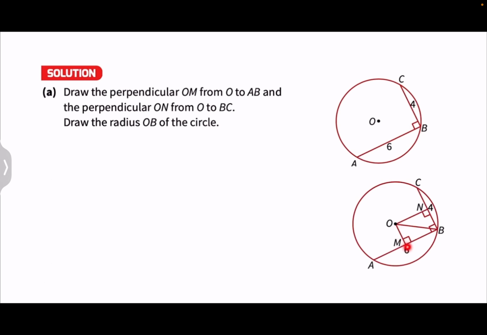OM will be the distance we need to find, which is perpendicular to the chord AB, and ON, which is the second distance that we need to find, will be perpendicular to BC. So since OM is perpendicular to AB, OM will bisect AB, which means that the length of MB will be half that of the length of AB. This is due to the property that a perpendicular line from the center will bisect any chord. So AB equals 6 cm, half of 6 will be 3 cm. MB will be 3 cm here.